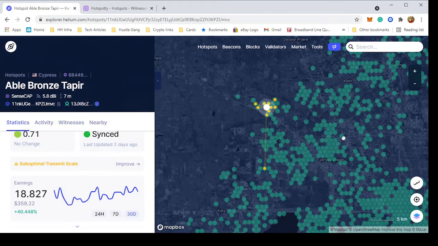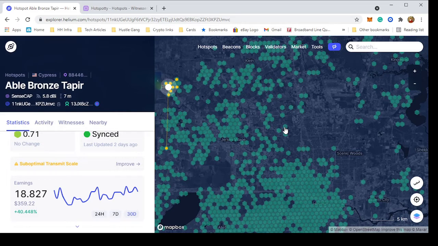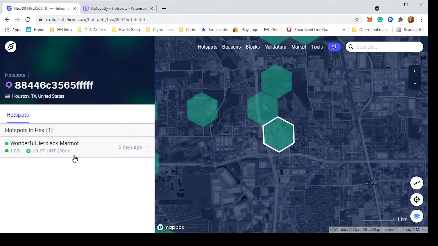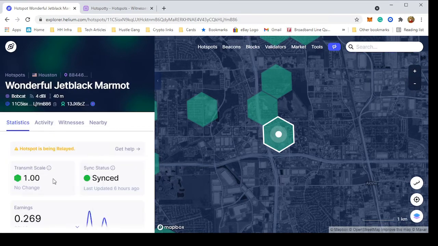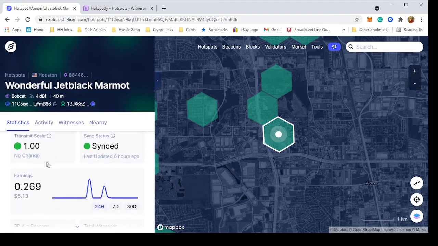I'm going to see, can we see our other miner on here? I don't remember if it shows. I think this is our guy, one of our guys. Yes, wonderful jet black marmot. Okay. So today actually was the first day that it got any HNT. So 0.27 on its first day. This one is currently relayed. I have to troubleshoot this because I'm actually using a personal hotspot, a physical hotspot device from my cell phone carrier to do this. So I might have to do a little workaround to get this to be unrelayed. So there might be a video on that.